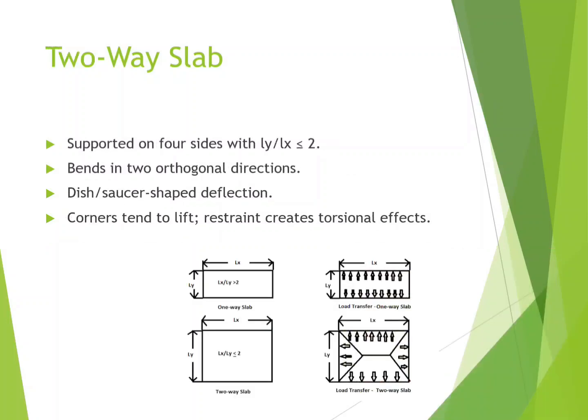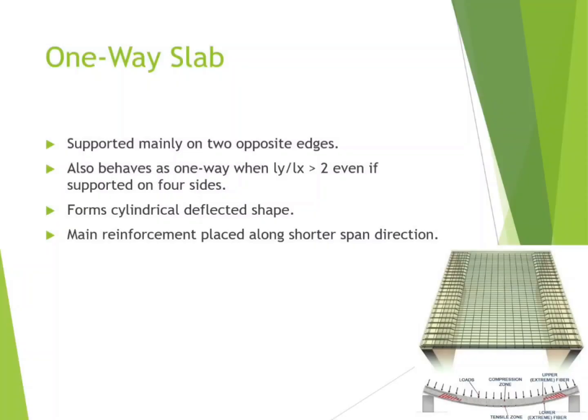Let's understand how a slab actually responds when a heavy load pushes down on it. A one-way slab happens when it's supported strictly on two opposite parallel edges. But here is a vital rule of thumb from the code. Even if a slab is supported on all four sides, if the longer span, L_y, divided by the shorter span, L_x, is greater than 2, it still structurally acts as a one-way slab.